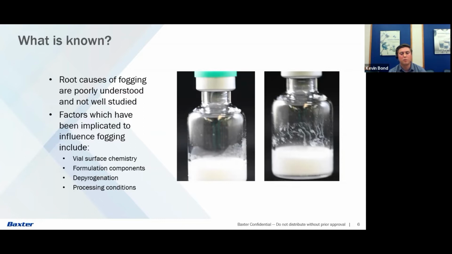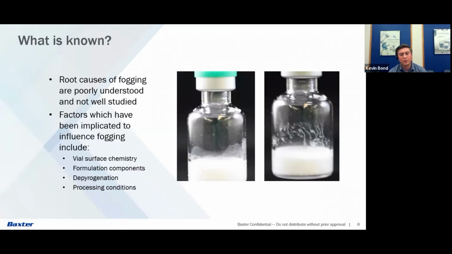There are also certain formulation components which, when present in a drug product, increase the severity of vial fogging. Specifically, formulation components such as surfactants like polysorbate 80 tend to make fogging much more severe when compared to those same formulations but without a surfactant. And this is significant because, of course, many biologic formulations require a surfactant to reduce the propensity for aggregation during lyophilization.